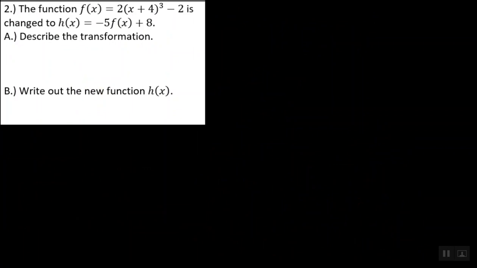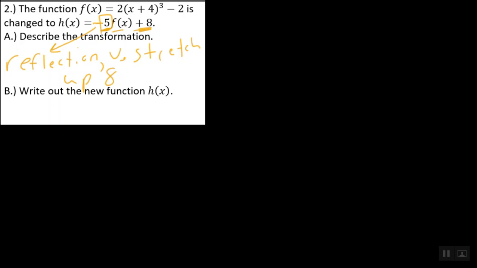Okay, for example 2, we have the function f of x equals 2 parentheses x plus 4 cubed minus 2 is changed to h of x equals negative 5 f of x plus 8. Describe the transformation. Okay, we know that the negative symbol right there tells us that we have a reflection, comma. We know that the 5, separate from the negative, is still greater than 1, so what we have is a vertical stretch. And since this plus 8 is on the outside of the function, we know that the graph will shift up 8.